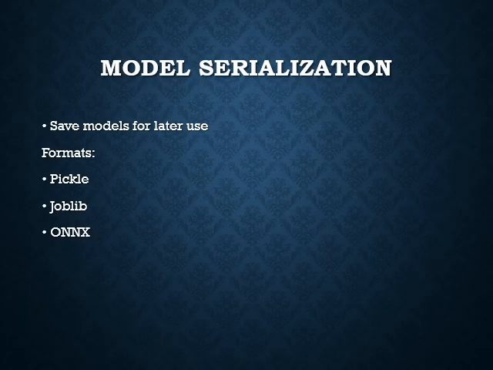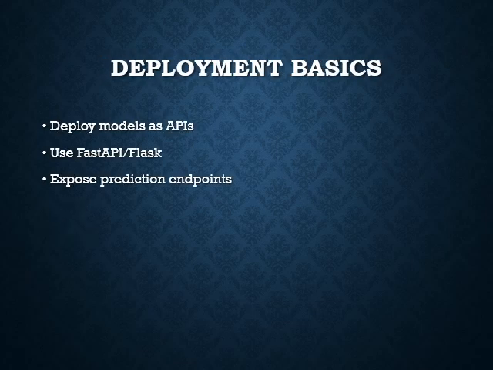Model serialization. After training a model, we save it so that it can be used later. Common formats are Pickle, Joblib, and ONNX. Serialized models can be loaded into APIs, applications, or cloud services.